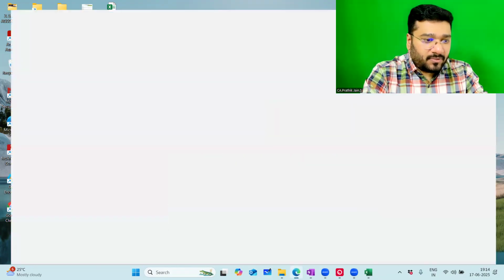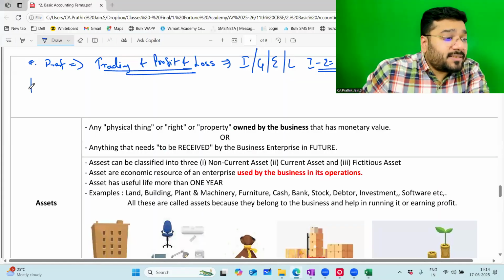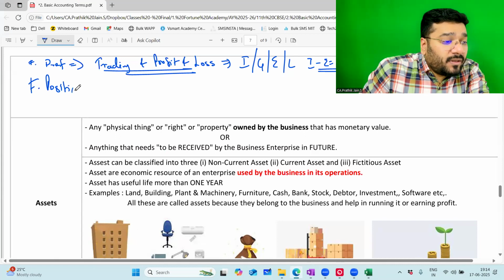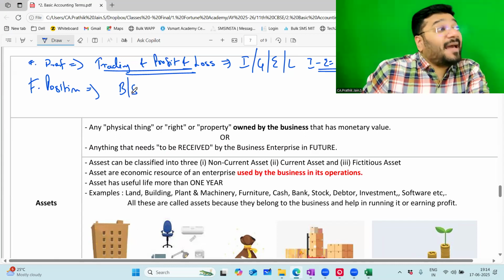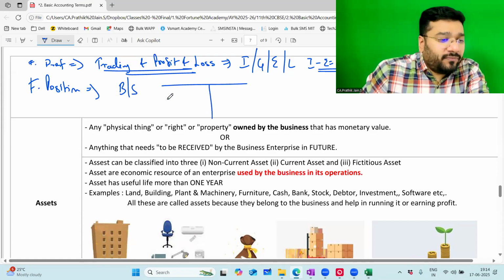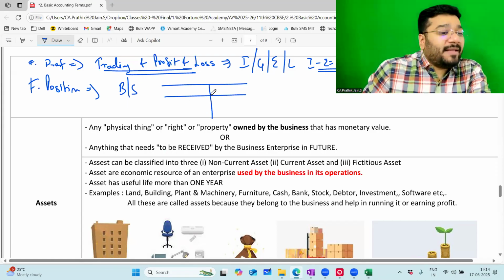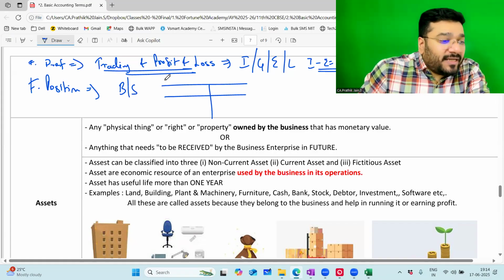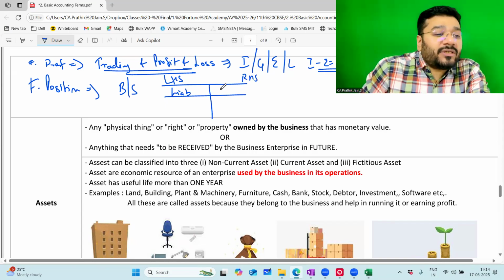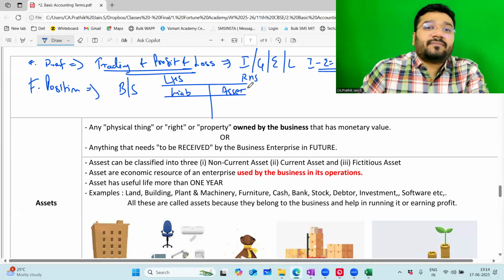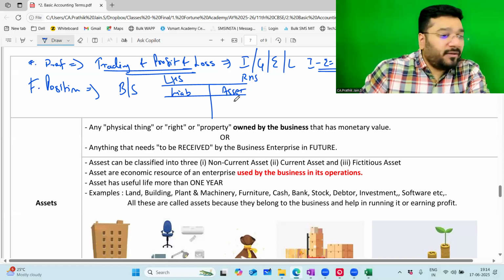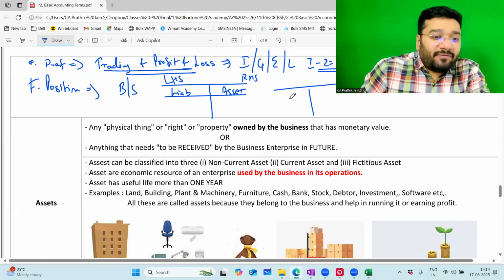To ascertain the financial position, I prepare one document called the balance sheet. In the balance sheet, you capture information of liabilities and assets. You break this balance sheet into two parts. The left hand side of the balance sheet is called liabilities, and the right hand side is called assets. It's a T-shaped format of the document. Can you see it is T-shaped?